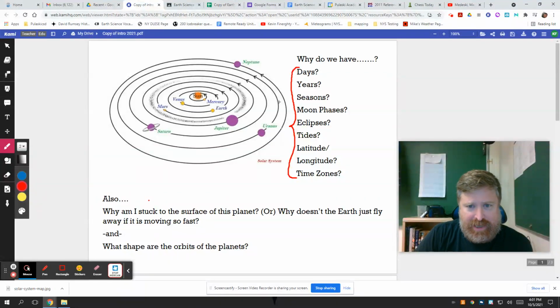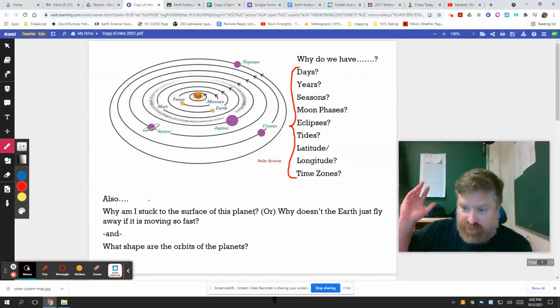How do the orbits of these planets give us all of these different effects? Revolution versus rotation is going to be an important one. Maybe depending on what you guessed over here, we're going to have to really be focused on keeping in mind that revolution is a trip around the sun and rotation is a trip around our axis, one spin on our axis.